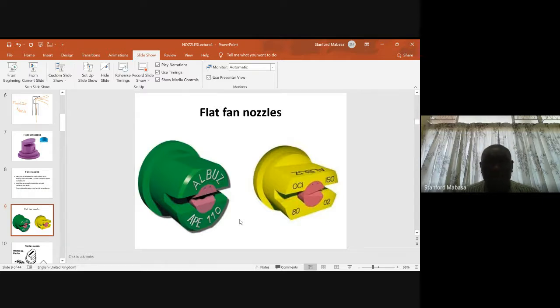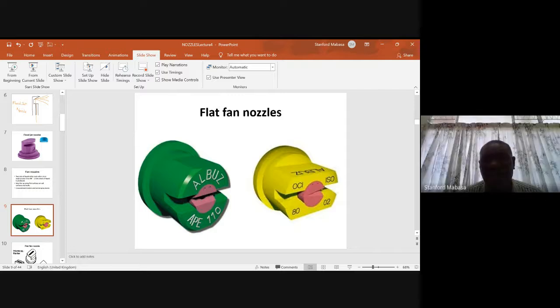Now, this one which I am displaying is the flat fan nozzle. You may find that at the tip it's written 110. This could be the angle of spray. This one is 802. 8 is the angle of spray. The 02 may mean 0.2 gallons per minute. This is the flow rate.